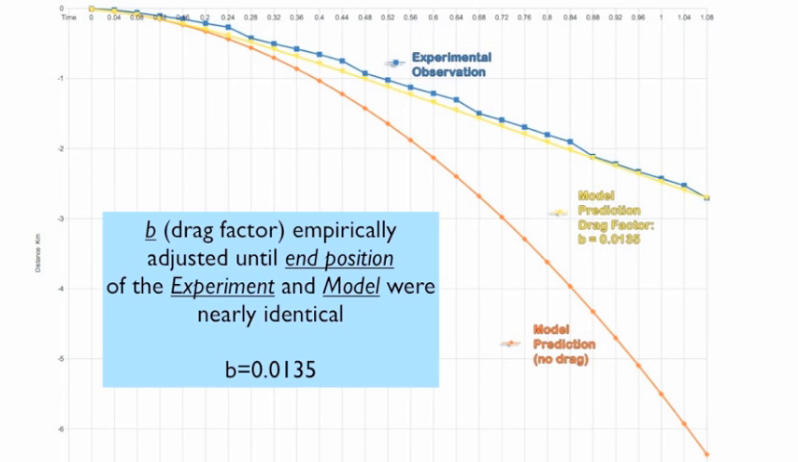The origin is in the upper left-hand corner. The x-axis is time in seconds. The y-axis is distance in meters, not kilometers as indicated.